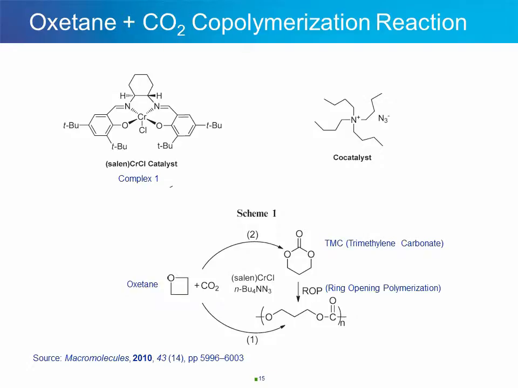The isolation of trimethylene carbonate from this process was also of interest because it could be used in melt polymerization processes with other monomers such as lactides or caprolactones for the production of important copolymers. They reported on this transformation as it pertains to the effects of a variety of cocatalysts on the selectivity of the oxetane and CO2 coupling reaction catalyzed by complex 1, again shown in the upper left.